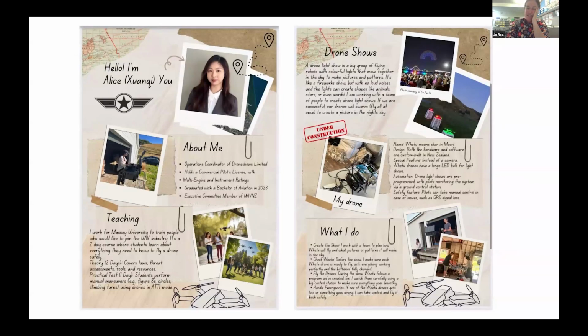So now we're meeting our next innovator. This is Alice. She also, like Claire, teaches people how to fly UAV. She also is working as part of a team who is creating drone shows in New Zealand, but they have invented a new type of drone called Whetū, which means star in Māori. Both the hardware and the software are custom built in New Zealand. The really cool thing about it is that it has a safety feature that pilots can take manual control in case of issues, such as GPS signal loss.